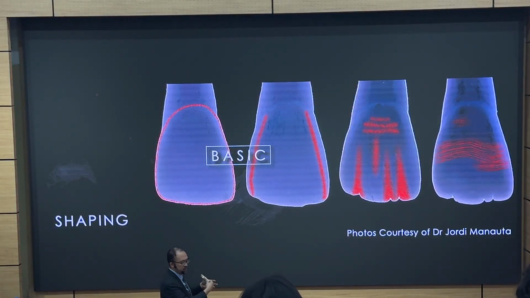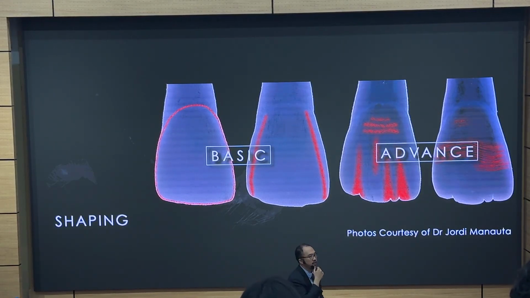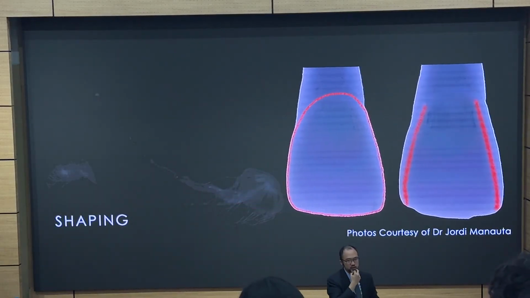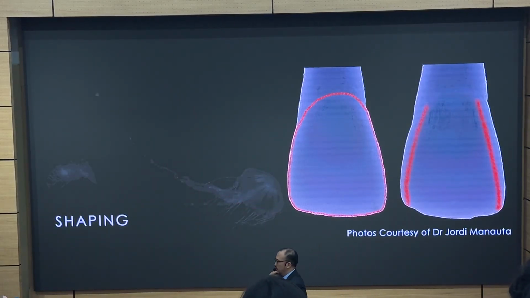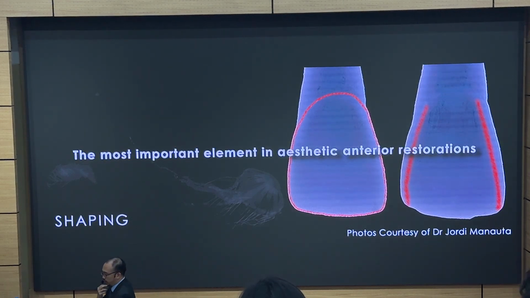We look at the basic shape, we also look at the microanatomy, which we'll cover later on. But the main thing I want to cover is the basic shape first. Now, in my opinion, that is the most important part of aesthetic restoration.